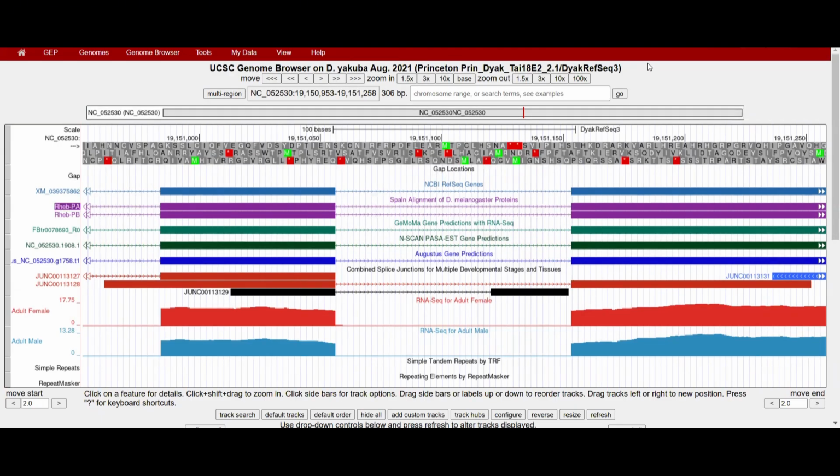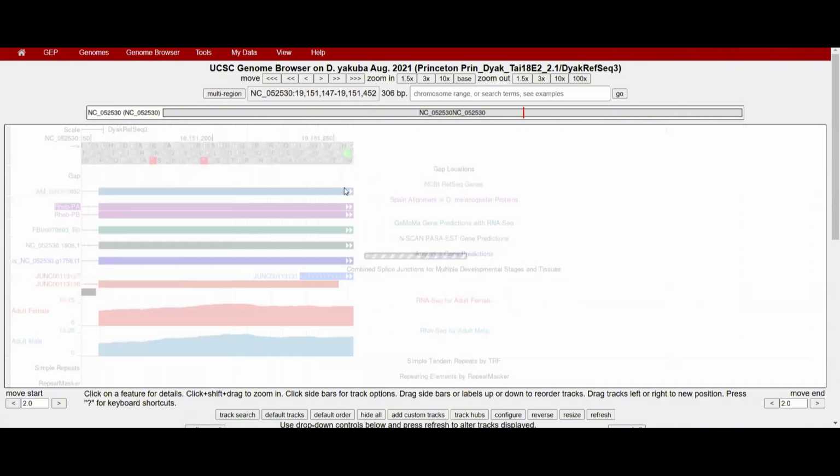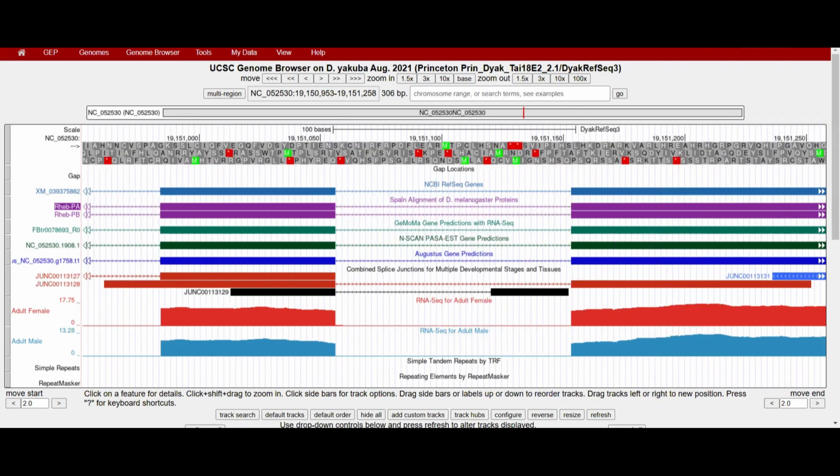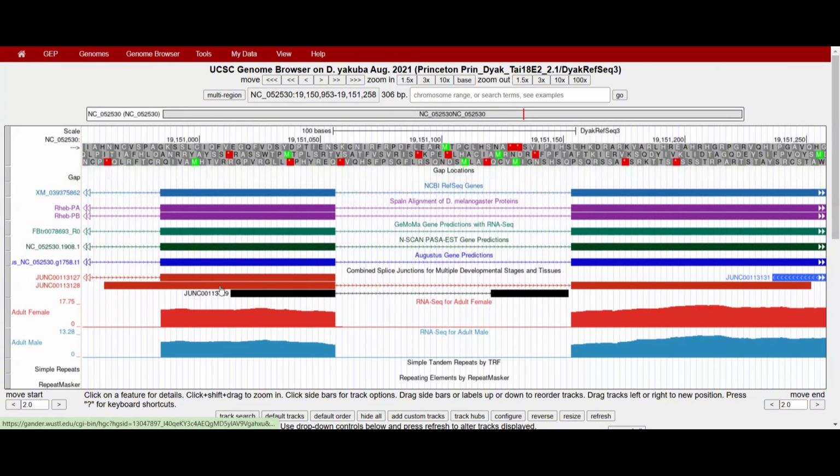CDS3 in D-Yakuba includes 2-methionine in frame +2 at 19151255 to 19151257 and 19151348 to 19151350. Hence, the splice junction ending in 129 could indicate the presence of a novel isoform of Reb in D-Yakuba.